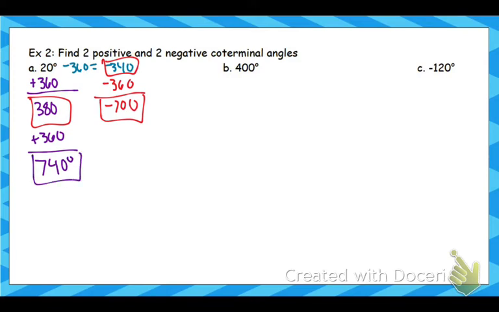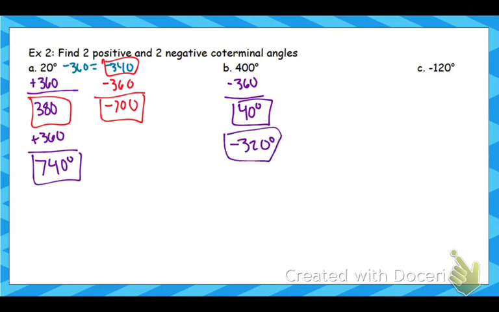All right, let's look at this next one, 400. So again, we can add or subtract 360 as many times as I want to. What you'll notice probably is this is already more than 360. So let's go ahead and subtract 360, and I get 40 degrees. That is a positive coterminal angle. We could take 40 and subtract 360 again, and I would end up with negative 320.